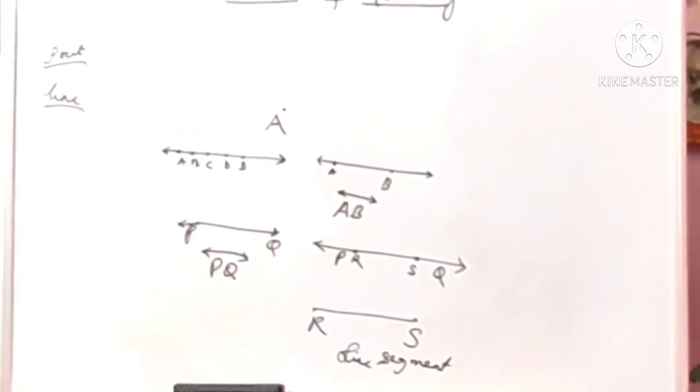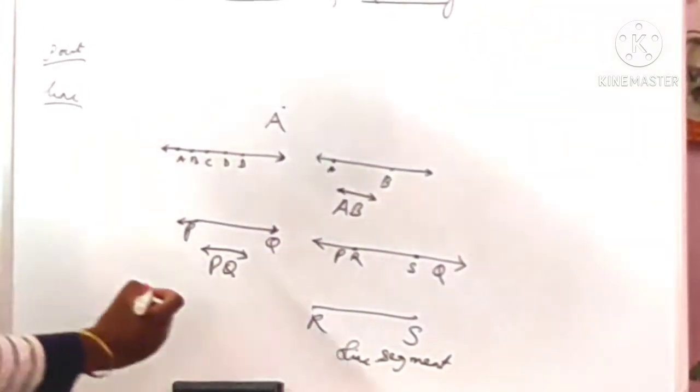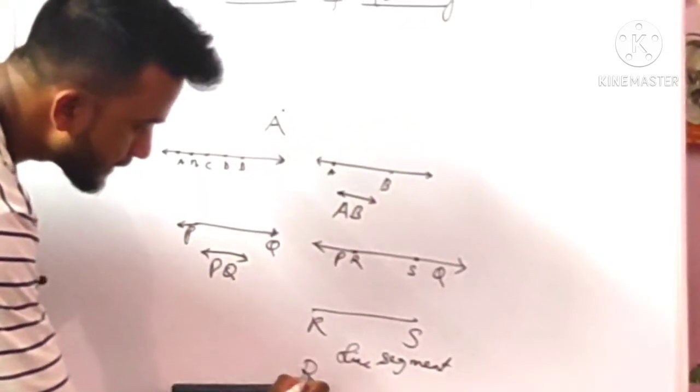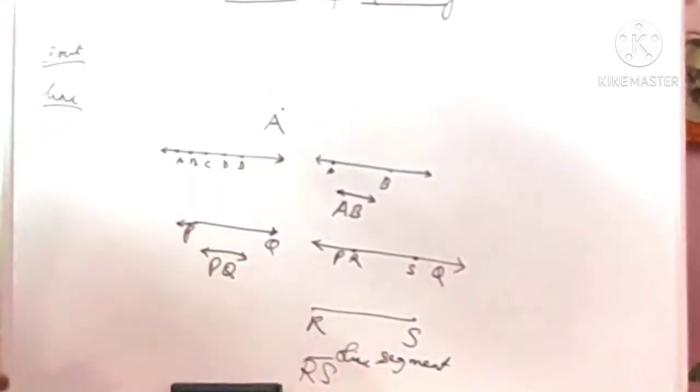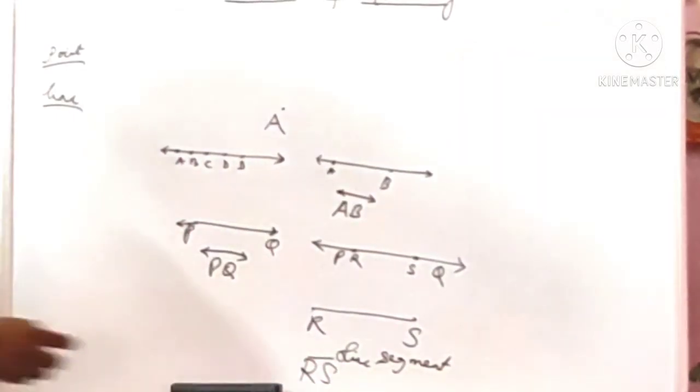Okay, so it can be denoted as a bar upon its head. Suppose RS is a line segment, and if we are going to write a bar here, it will be denoted as a line segment for it. Okay. So I think you have got this now.